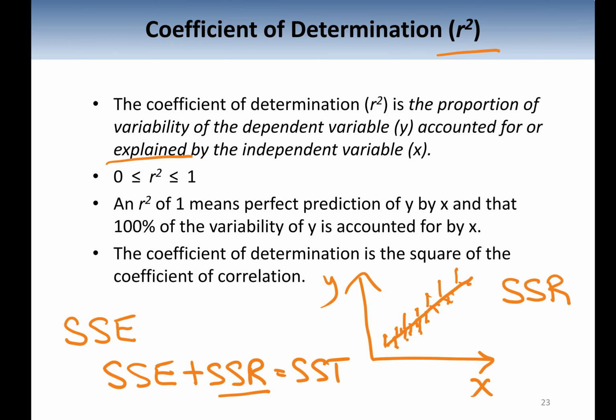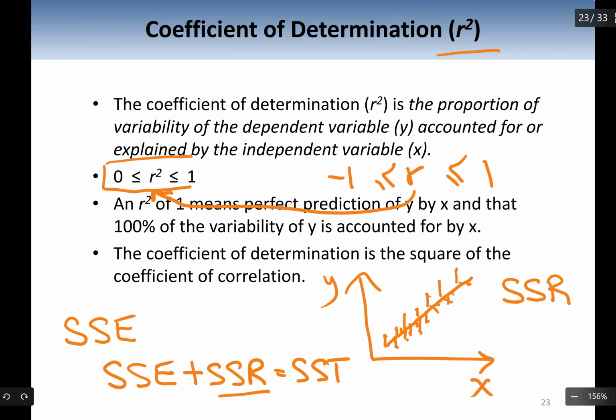If the correlation coefficient R is a number between -1 and +1, then when we square that value, R squared is going to be a value between 0 and 1. If R squared equals 1, we have a perfect prediction of y by x, and 100% of the variability of y is accounted for by x. So the coefficient of determination is the square of the correlation coefficient.